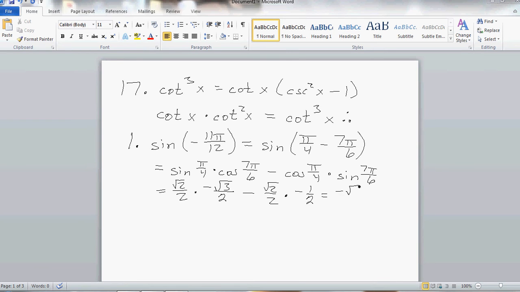We get negative root 6 over 2 plus, when you take the negative times the negative, root 2 over 4. This would be over 4, sorry. And so putting this all into one complex fraction, we get negative root 6 plus root 2 all over 4. And this could be written as root 2 minus root 6 all over 4.